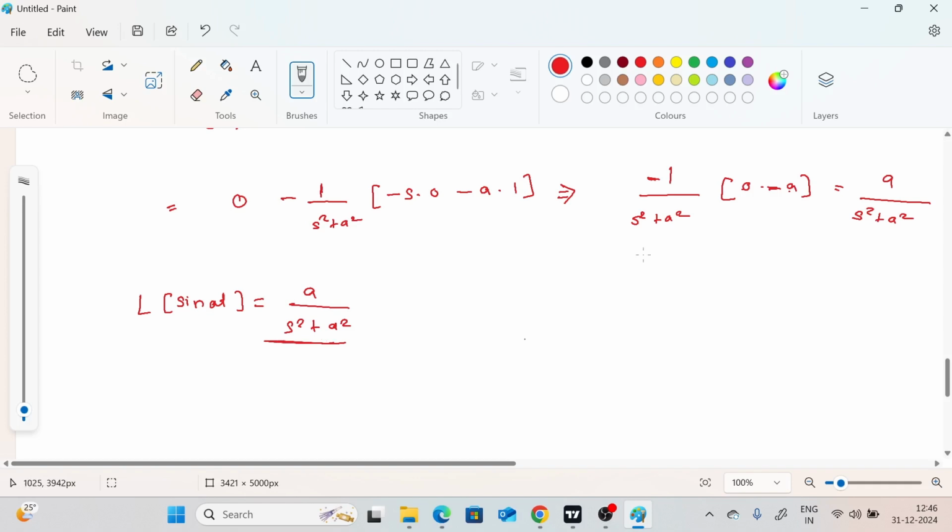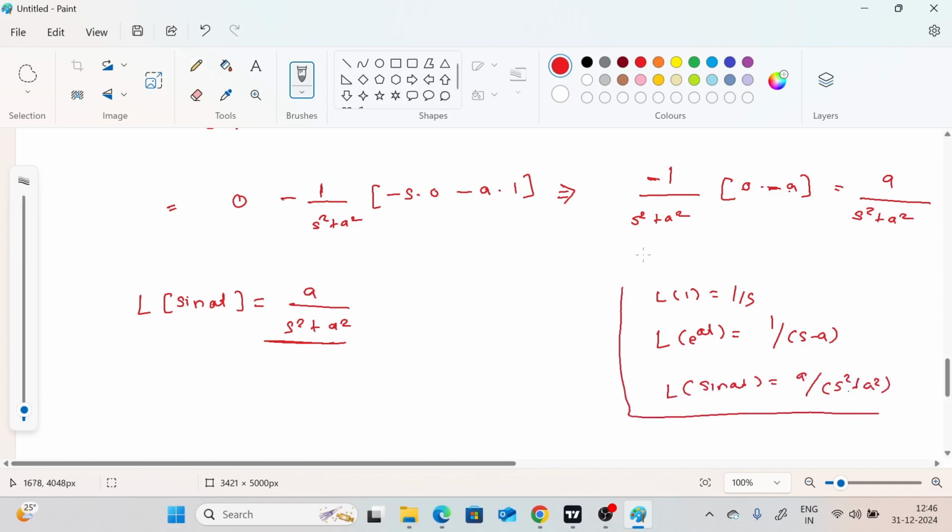So in today's session we learned that Laplace of 1 is equal to 1 upon s, Laplace of e raised to at is 1 upon s minus a, and Laplace of sin at is a upon s square plus a square. In the next session we are going to cover the rest of the values.